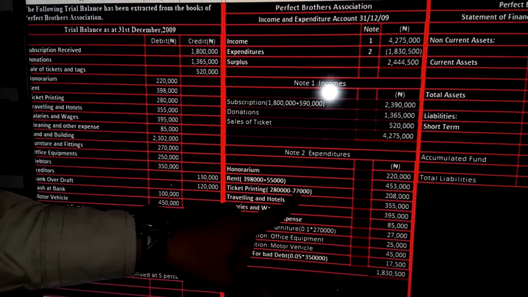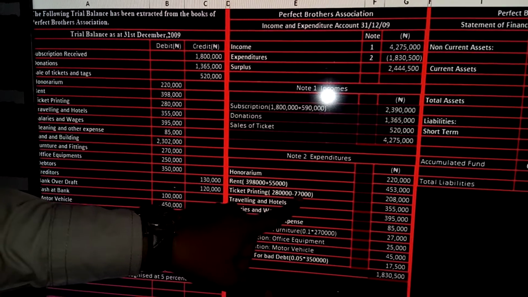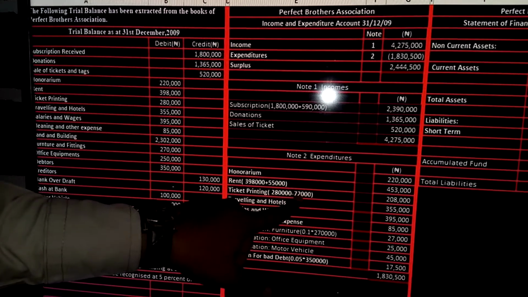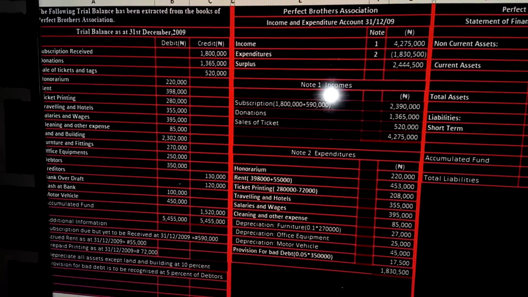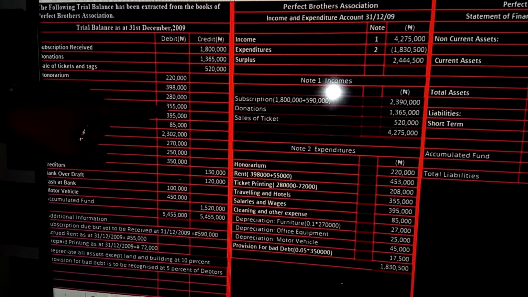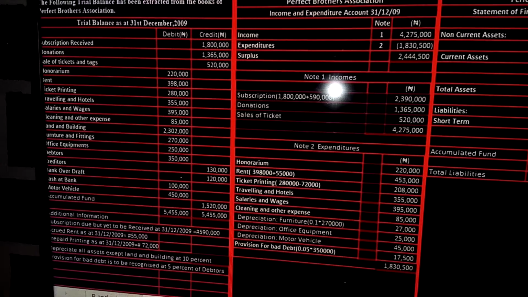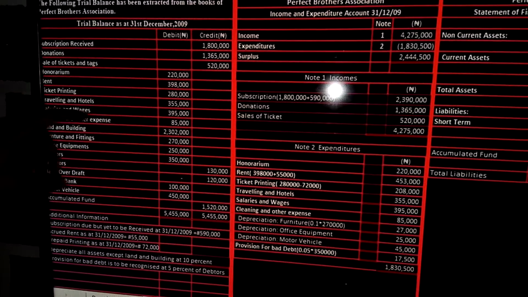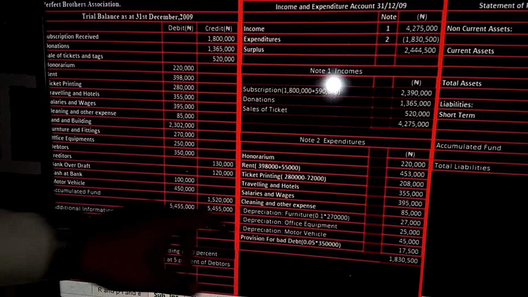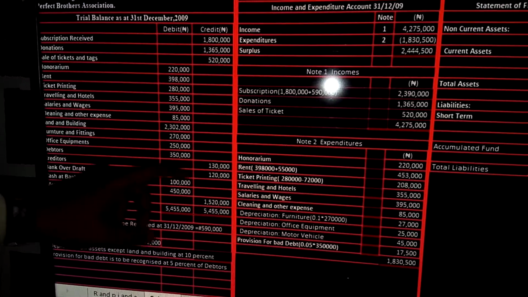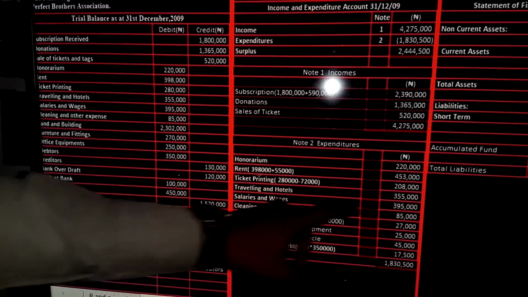This 72,000, remember, is prepayment. We have paid for the expense in advance. So those people are the ones owing us. So it becomes a current asset. Okay. So the next one is traveling and hotels. Any information on it? No. You put it there. Next one is salaries. Any information on that? No. You put it there straight. Then we now have cleaning and other expense. Any information on that? No. You pick it straight and put it there.